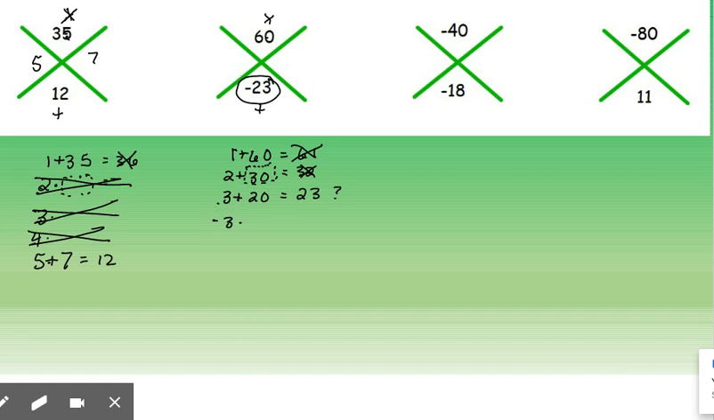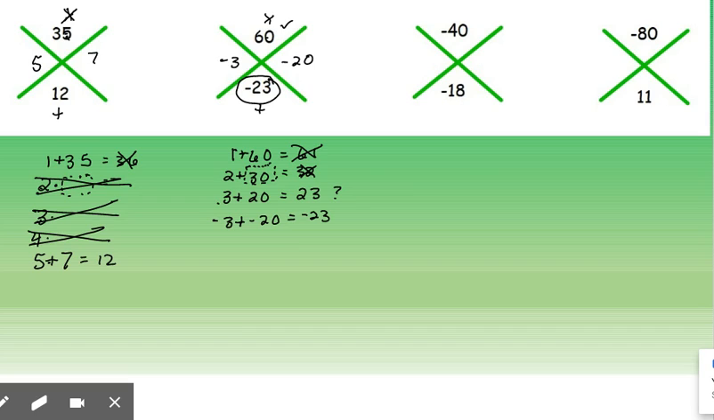Negative 3 times negative 20 is still equal to positive 60, like I need. If I change this to addition now, I get negative 23. So my two numbers are negative 3 and negative 20.